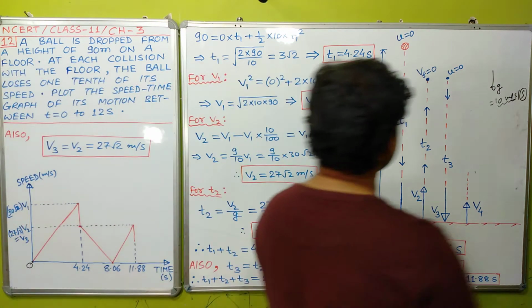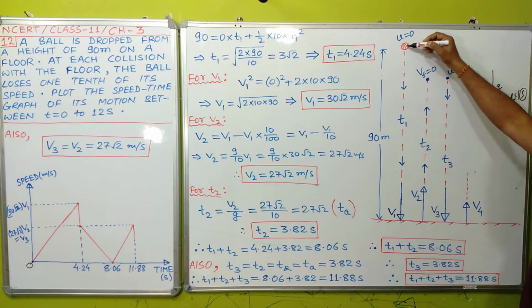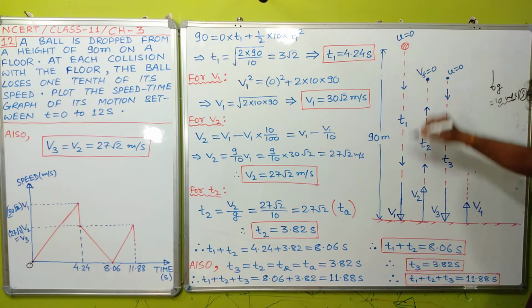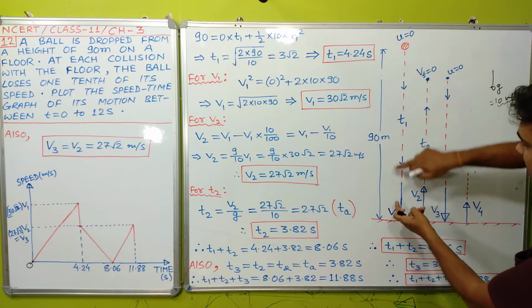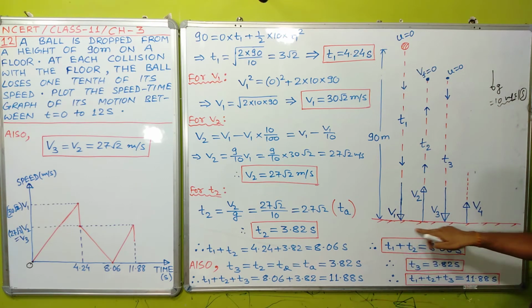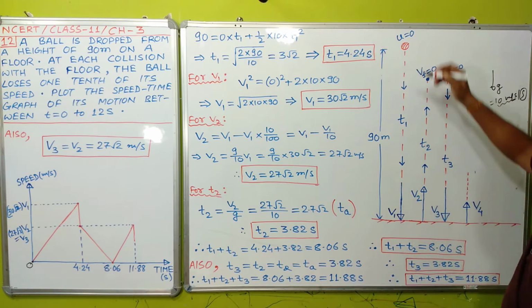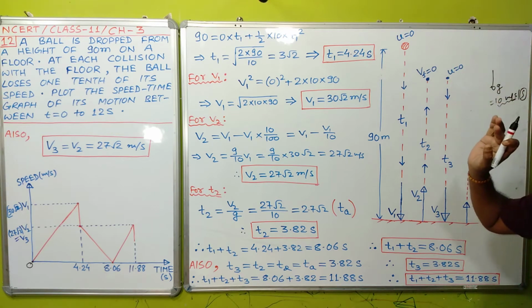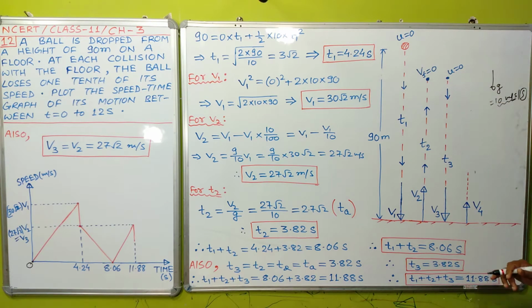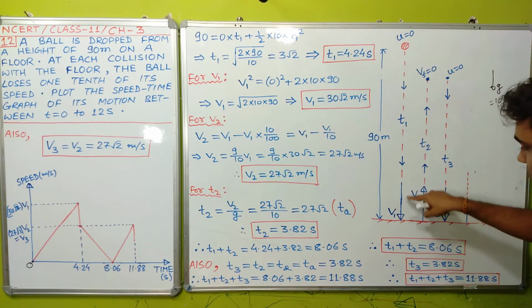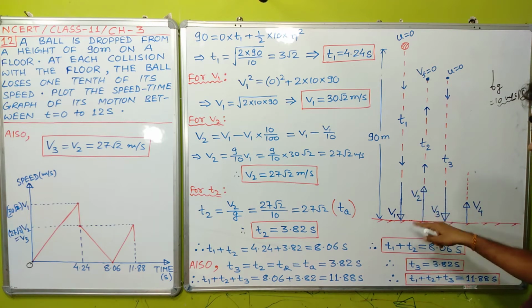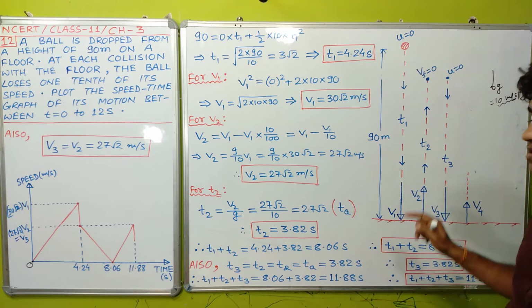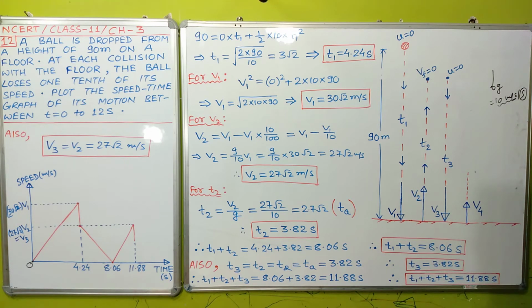The question is saying, when a ball is dropped, means its initial speed is 0, from a height of 90 meter from the ground. This is your ground. Then we have to draw its speed versus time graph. One thing is also given, that whenever the ball strikes the ground, then after rebounding, its speed decreases by 1/10 of its initial speed. Let us start how we will draw the nature.